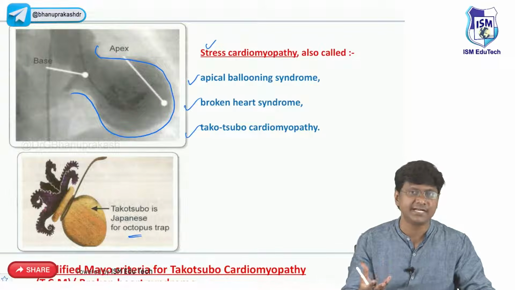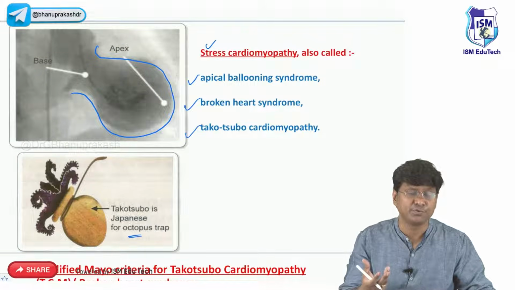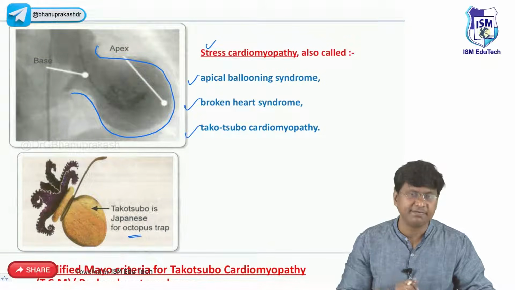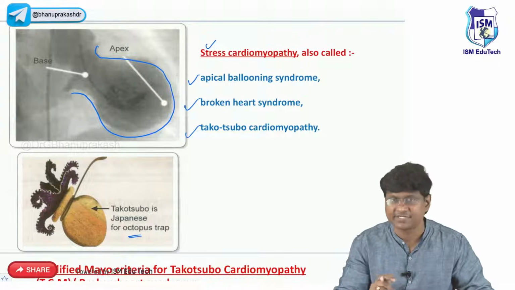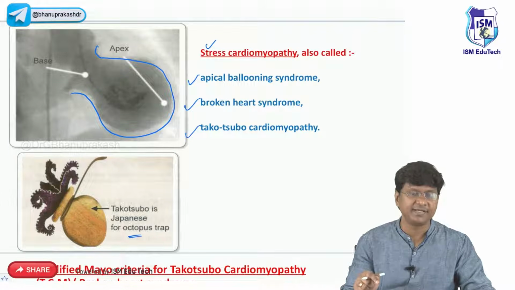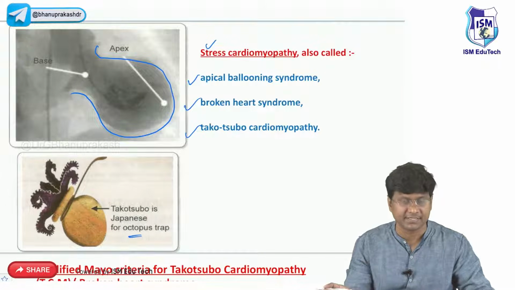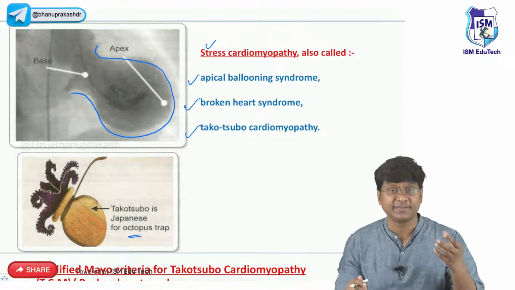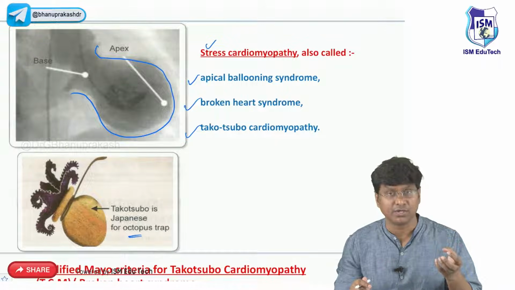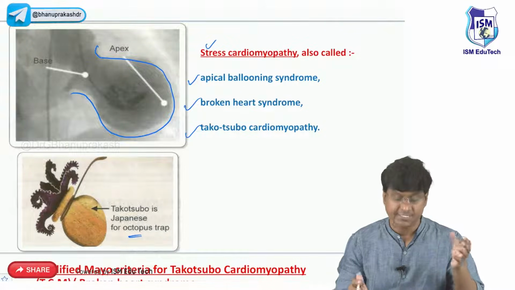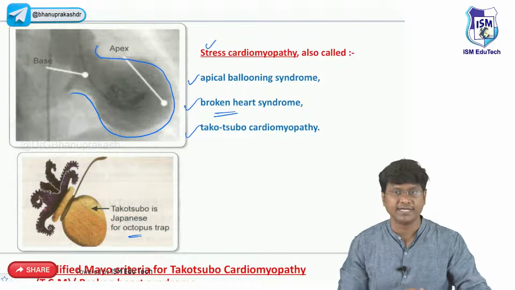And the pathogenesis is that when the individual is exposed to severe stress, there is development of Takotsubo cardiomyopathy. That is the reason why it is called stress cardiomyopathy. And why is it called apical ballooning syndrome? It is mainly the apex of the heart which is getting ballooned out. And this apex which is ballooned out has a high chance that it can rupture. And that is the reason why it is broken heart syndrome.